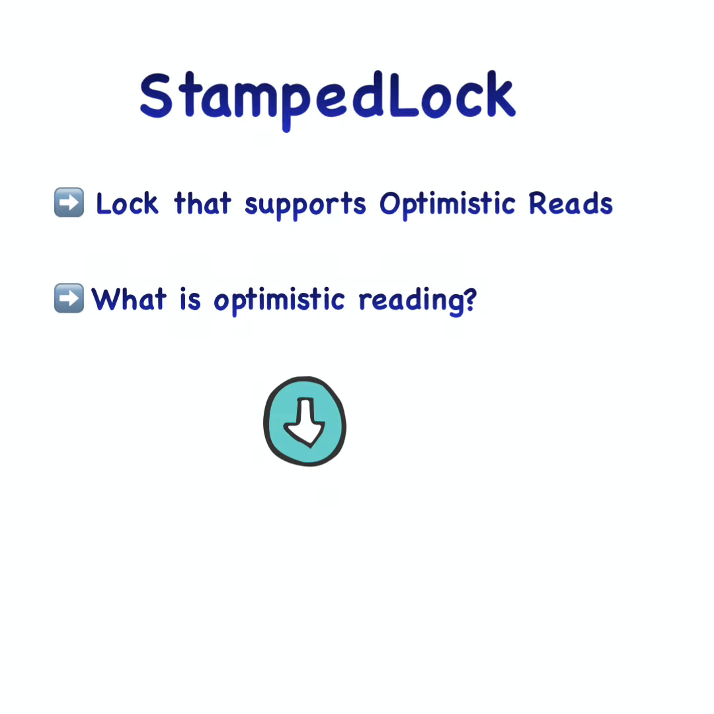It means read freely now. Check later if it's still valid. Optimistic reading reads data without locking and checks later if it changed. If it changed, the operation retries.